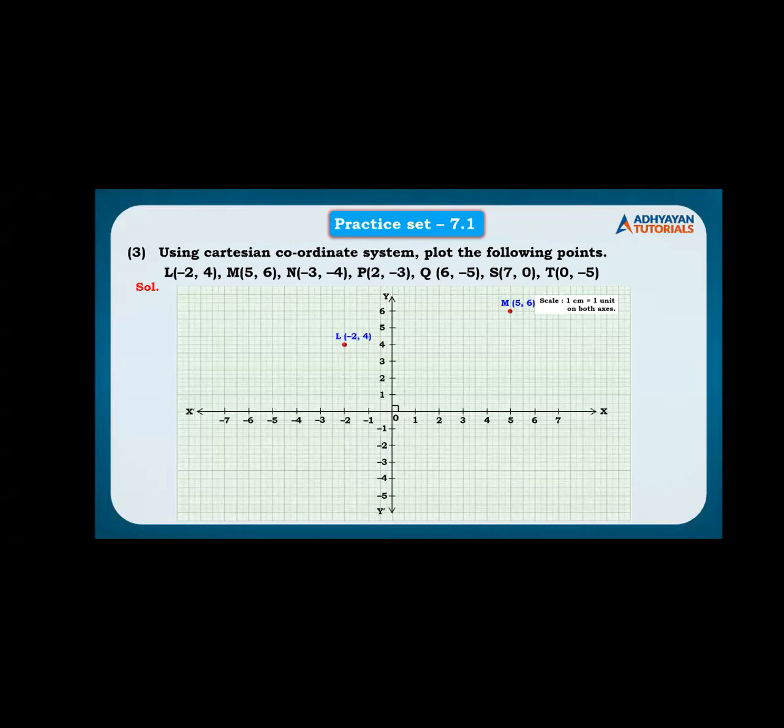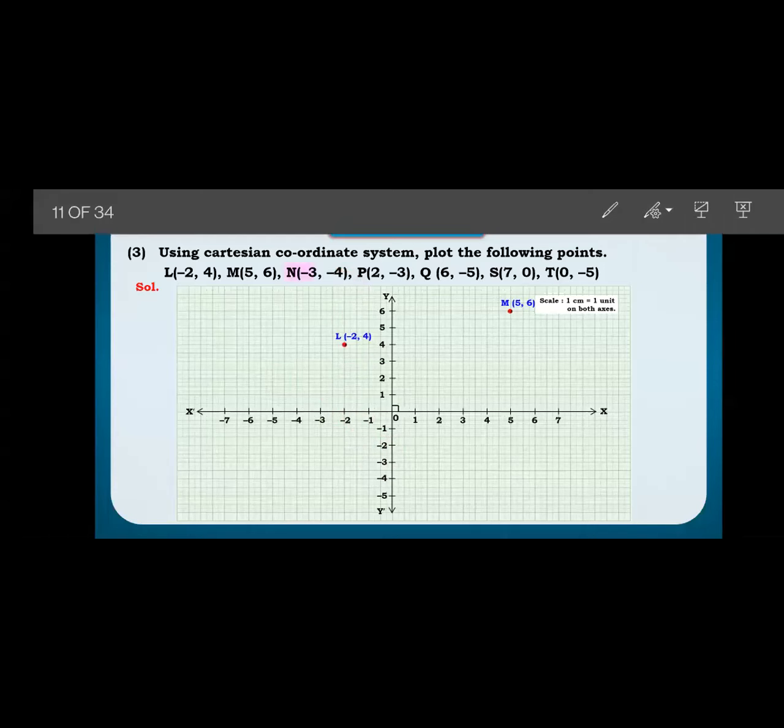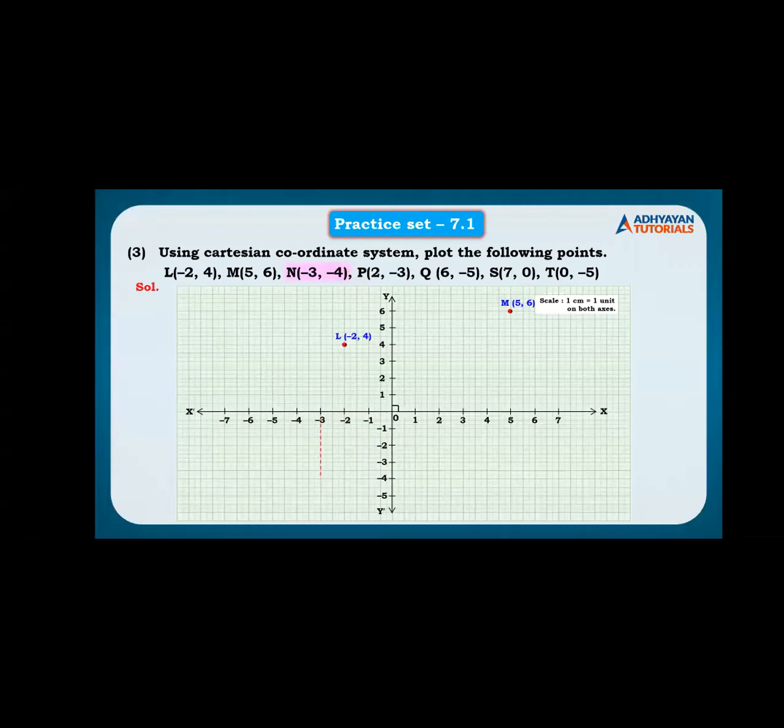Okay, so I'll just discuss the points which lie further. Like point N, the x coordinate is minus 3, which is right here, and the y coordinate is minus 4, which is right here. So when you try to draw perpendiculars from those 2 points, this is the point minus 3 comma minus 4, and point P 2 comma minus 3 has to lie here.